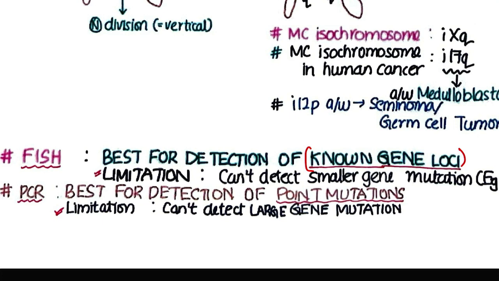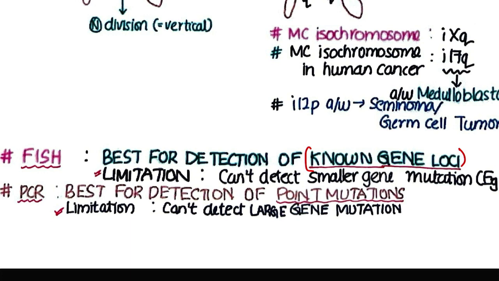If you know the gene where the defect can be, you can always put some corresponding nucleotides so that they attach to that particular locus and give a certain fluorescence under the detector. So you know the gene, you put that nucleotide pair or nucleotide chain. So for the purpose of detection of known gene loci, you can use FISH.